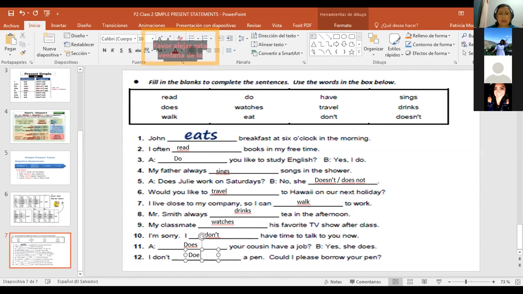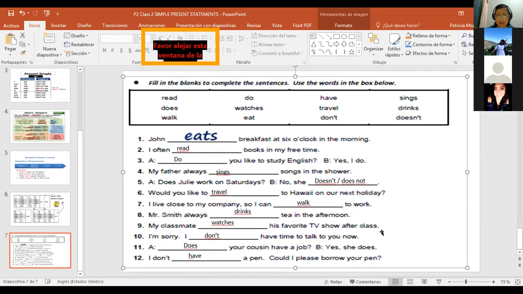I don't have a pen. Okay, I don't have a pen. A pen. Okay, perfect. Vean que en writing me está poniendo mayúscula, pero ya sabemos que en medio de la oración es minúscula, okay? I don't have a pen.